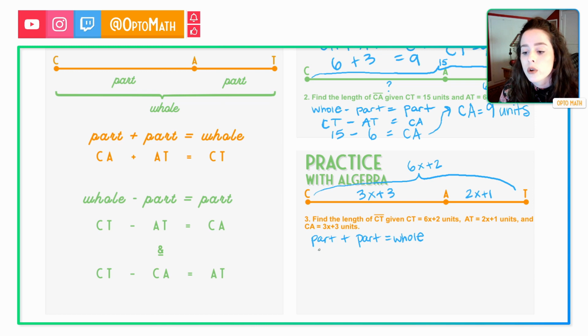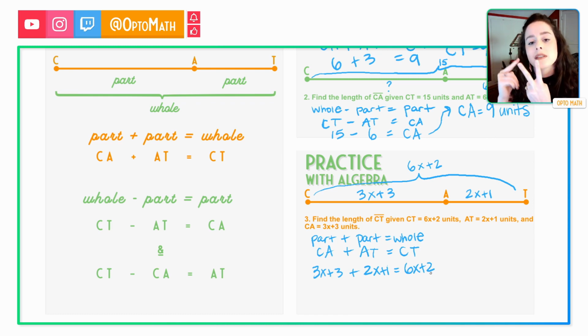So our part plus part is whole is CA plus AT is CT. CA is 3x plus 3, so I'm just substituting right now. AT is 2x plus 1. And CT is 6x plus 2. We've set it up. That's our main first step. Really, our first step is to label our picture. Then we want to set up our equation. Now we're going to solve for x. And our final step will be to substitute our x value back into the expression for CT to find the numerical length of CT. So let's go ahead and solve this equation for x.